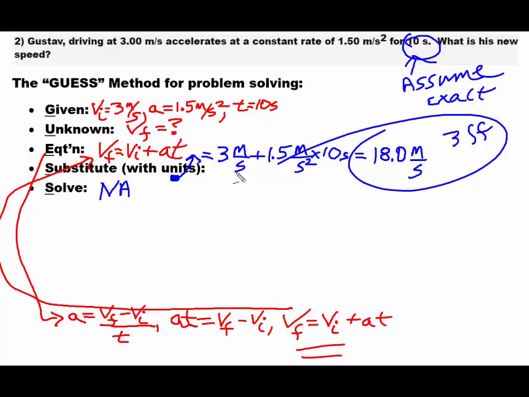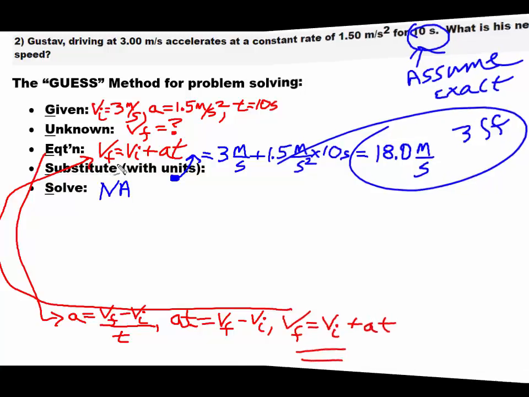Initial velocity is 3 meters per second. Acceleration 1.5 meters per second each second times 10 seconds. We get 18.0 meters per second, rounded to 3 significant figures accuracy, assuming that the 10 seconds is exact. No solving is necessary here because the formula is explicitly solved for the final velocity.